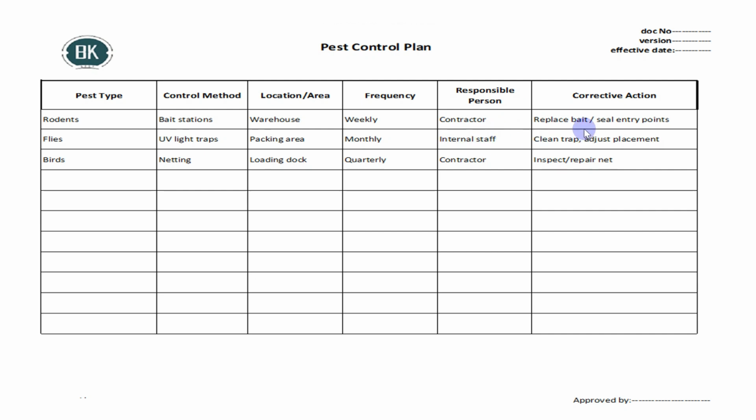So if pest or poor hygiene conditions are observed, you need to note that during your verification or monitoring activity. Even sometimes there is a possibility that you have not found any pest, but even if no pests are found, cleanliness issues should still be recorded and corrected.